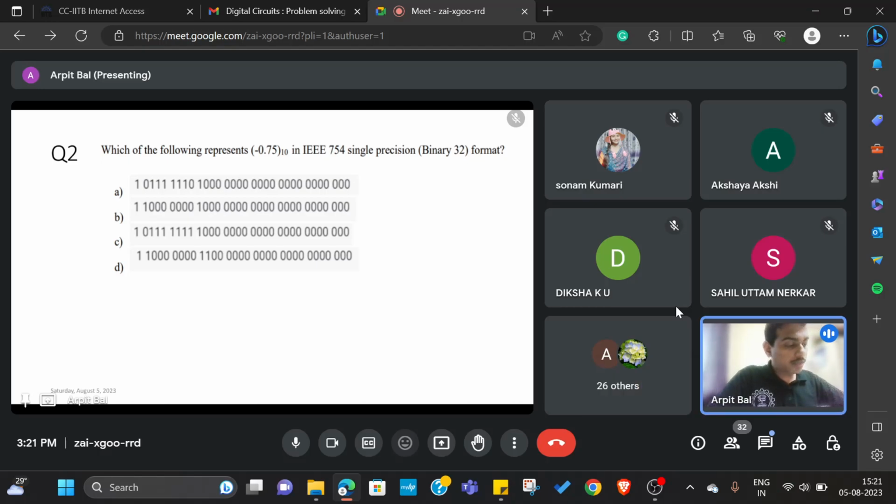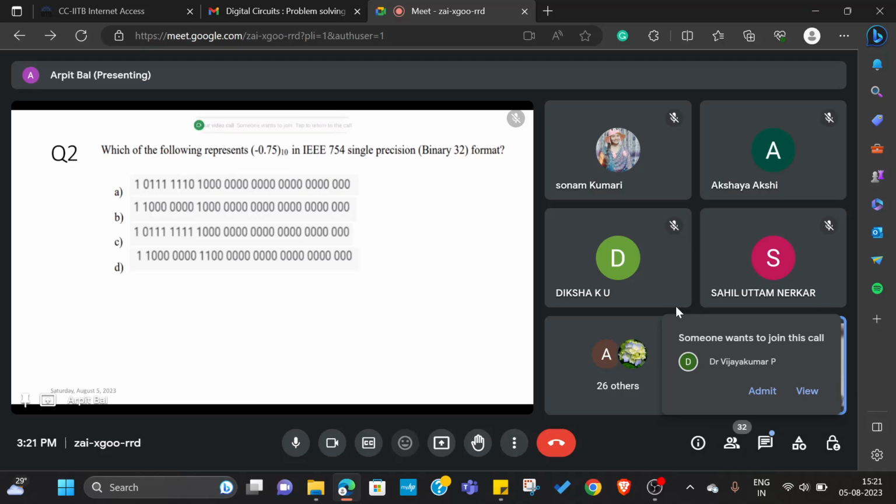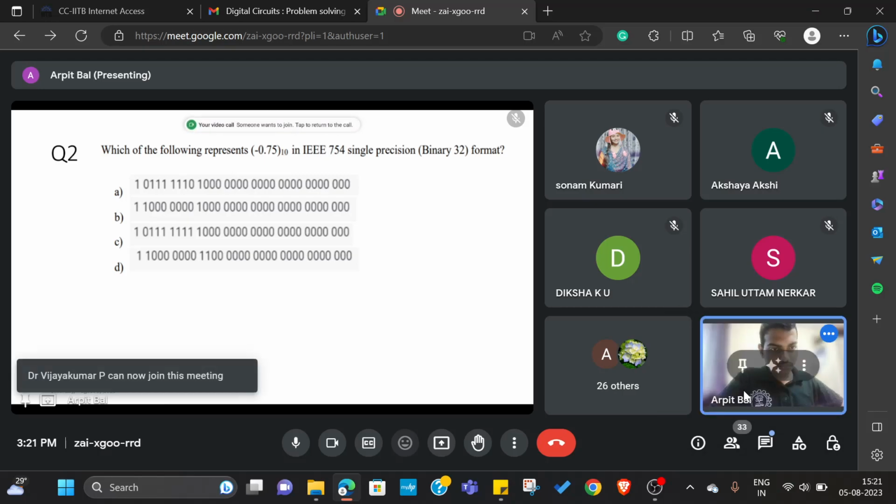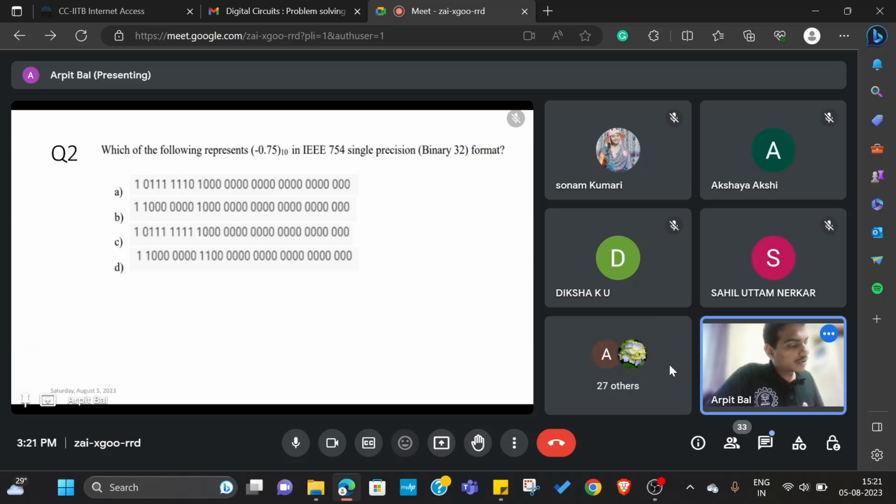So moving on to question number 2. What we are given is a value, minus 0.75 in decimal, and we need to represent it in the IEEE single precision binary format. As it was discussed before, in the IEEE single precision floating point format, the first bit is the sign bit, next is the exponent, next is the significand.